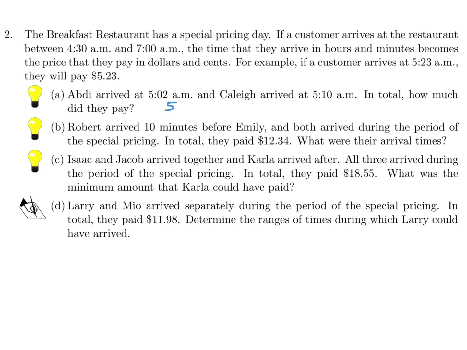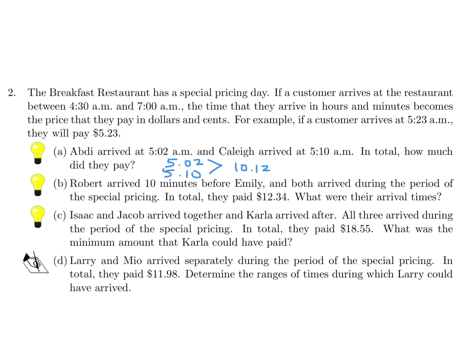Well, one paid $5.02. The other paid $5.10. And when you add those two, it's $10.12. B. Robert arrived 10 minutes before Emily, and both arrived during the period of the special pricing. In total, they paid $12.34. What were their arrival times?